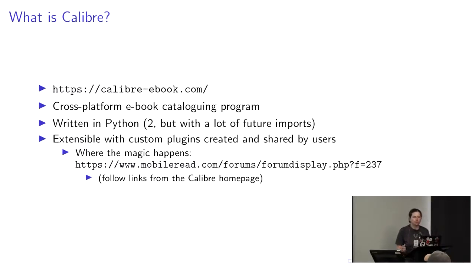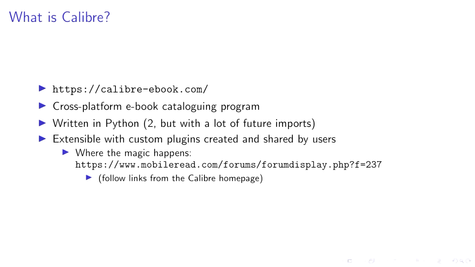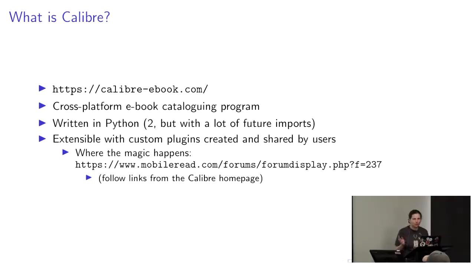Calibre is a cross-platform ebook cataloging program, which is written in Python 2 with a whole bunch of future imports. You can use it to manage a library of ebooks, arrange it, tag it, add all kinds of metadata. And you can extend it with various plugins, and users of Calibre who are not necessarily full-time programmers hack around and make little plugins and they share them.